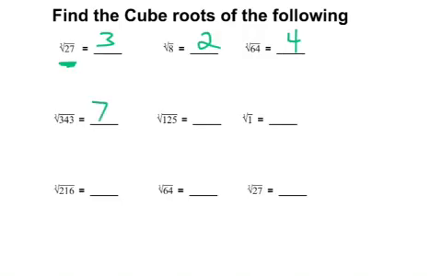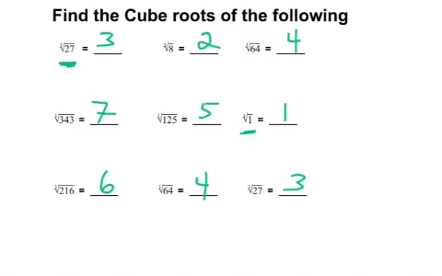Moving on. The cube root of 125 is 5, which you can see from up above. The cube root of 1. What number times itself 3 times is 1? Well, that's 1. 1 times 1 times 1 is 1. The cube root of 216 is 6. The cube root of 64 is 4. And finally, the cube root of 27. These guys are the popular ones. The cube root of 27 is 3.